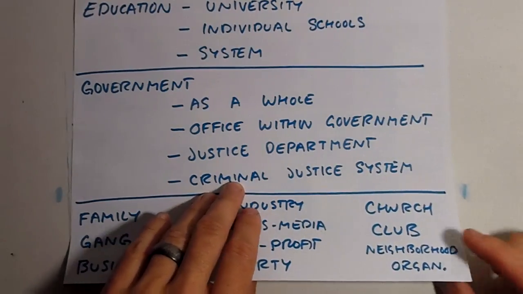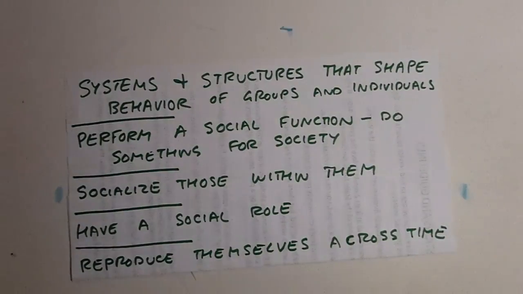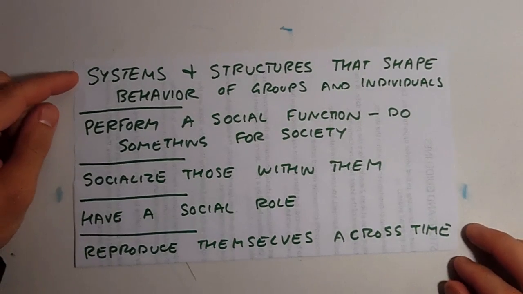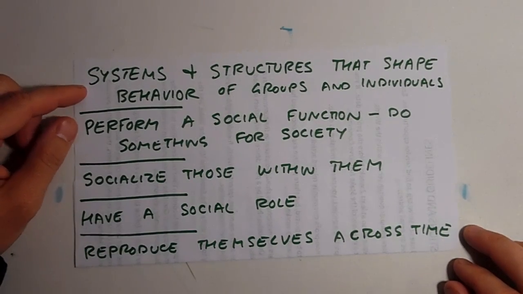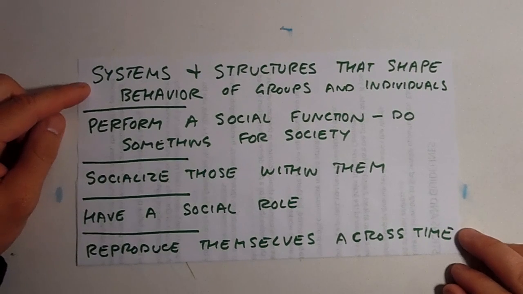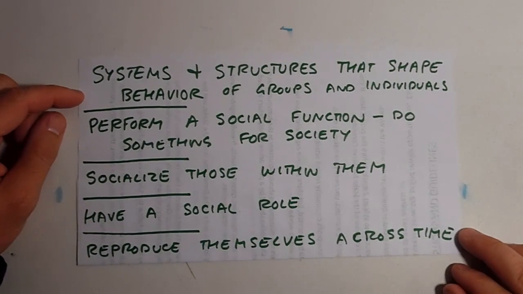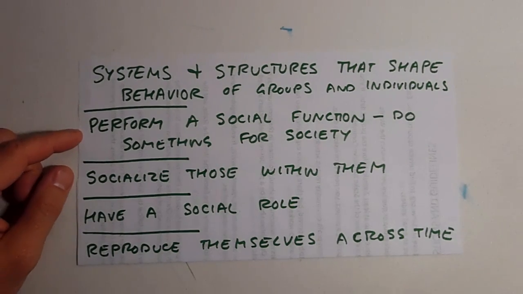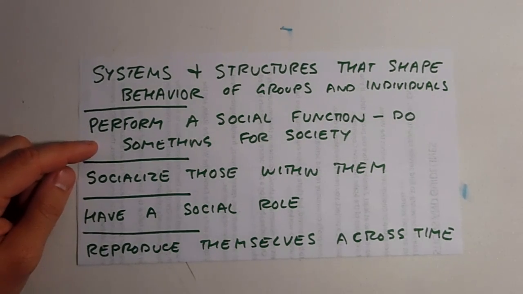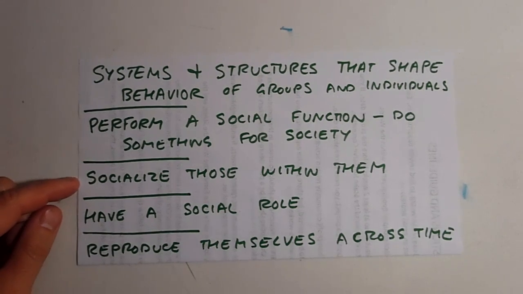All social institutions have certain characteristics. A social institution is a system or structure that shapes behavior of groups and individuals. Those groups and individuals within the institution, but also other individuals outside within the broader society. Institutions exist because they perform a social function. They do something for society. Social institutions also socialize those within them. For a better understanding of this, you should see the video Socialization.